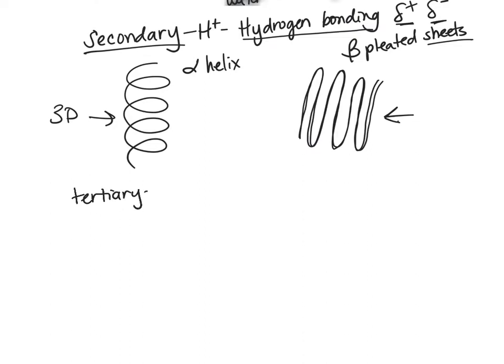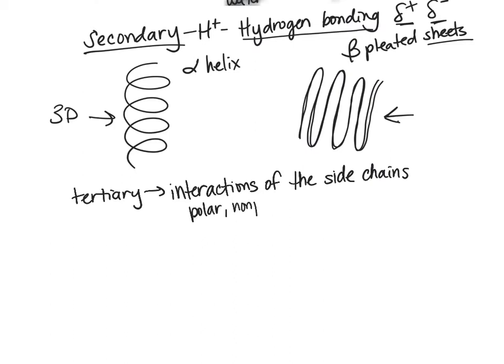Our tertiary structure is actually what I was just discussing. I skipped over the secondary for a moment. Our tertiary structure is due to the interactions of the side chains. So I'll write that down: due to the interactions of the side chains. And this is due to whether they are polar, nonpolar, or charged side chains. So then what we see is our alpha helices and our beta pleated sheets are going to interact with each other.